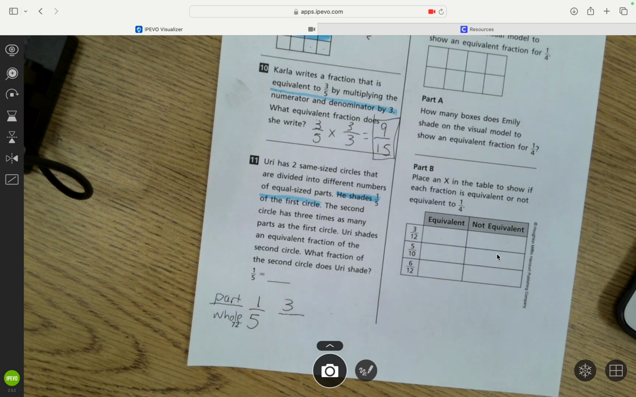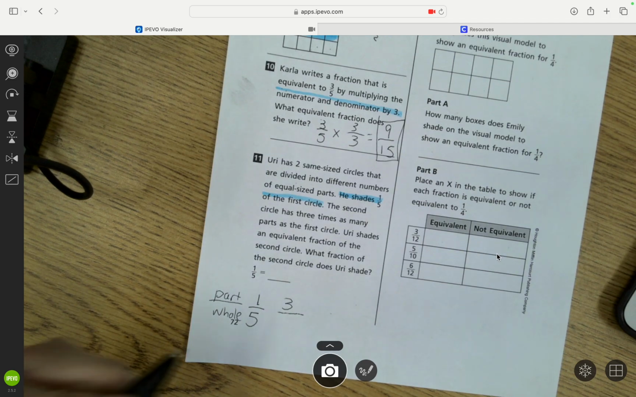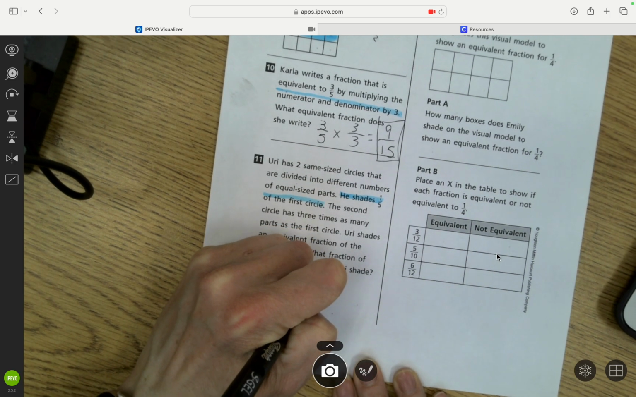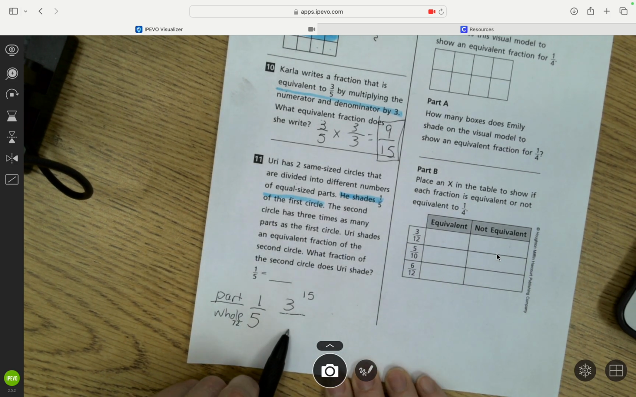Now, we need to cross multiply because we need to figure out this bottom piece. 5 times 3 is what? 15. Then we need to figure out what would go down here. 1 times what is 15?